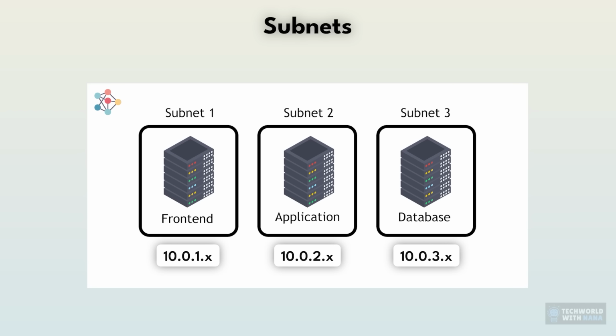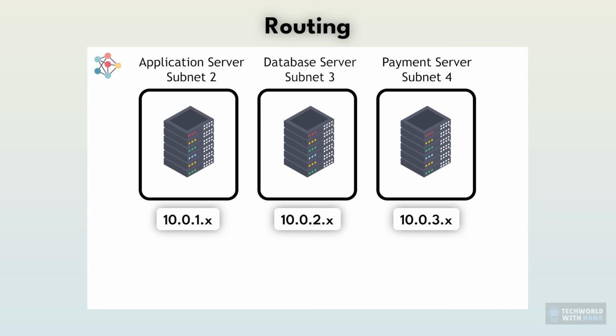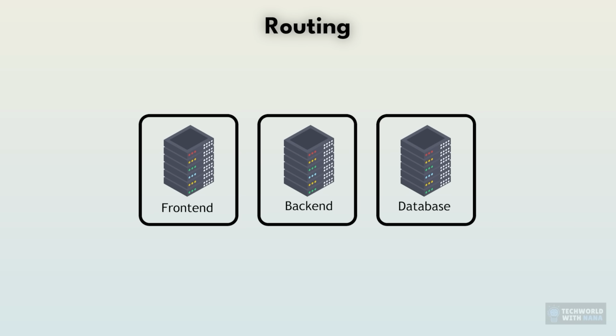But wait, if the website is in one subnet and the database is in another subnet, how does the website talk to the database now? And this is where routing becomes necessary. Routing directs traffic between different network segments. When the website needs data from the database, the router will determine the path. So it's basically like a GPS for network data. It figures out how to get from point A to point B. But now we have a new problem. We've separated things into different areas, but what stops everything from talking to everything else? We've created separate rooms, but all the doors are now wide open and unlocked.